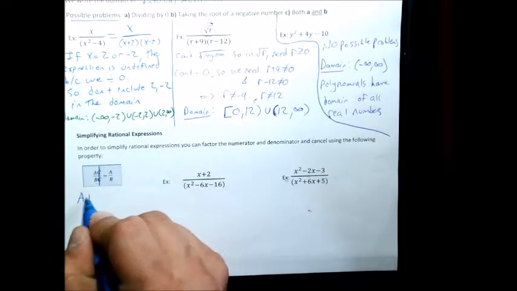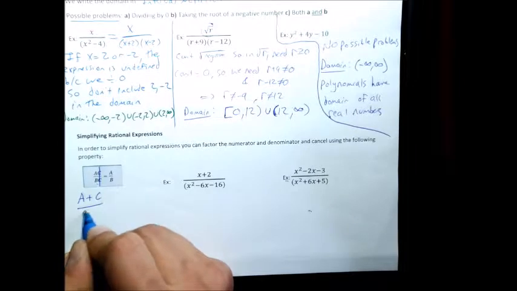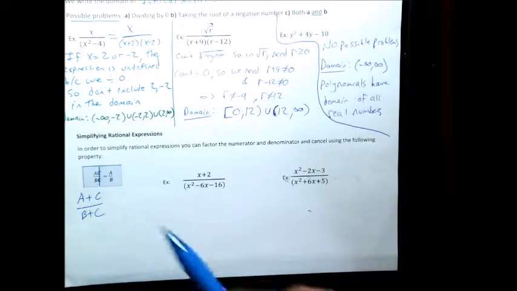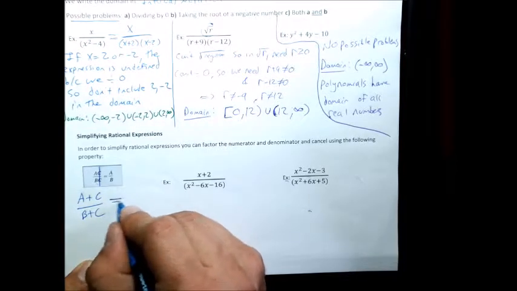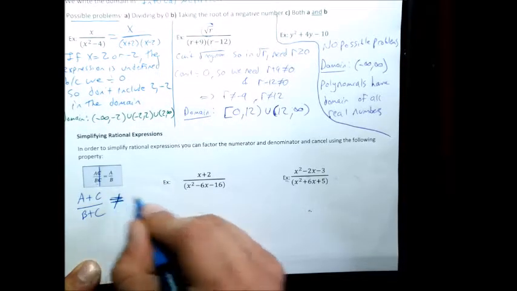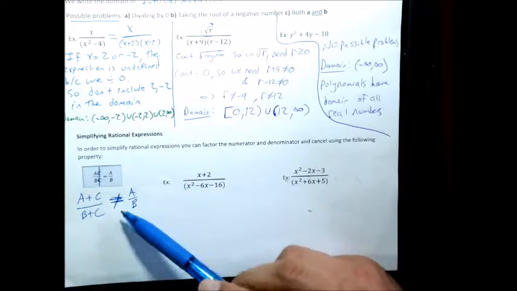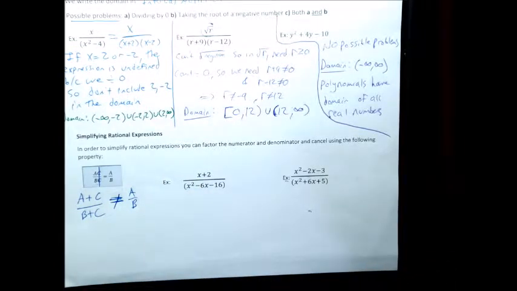Don't make this mistake. If we have plus in between the two of them, we are not allowed to cancel. So this is not equal to a over b. Be careful about that. That's another common mistake. If they're being multiplied, yes, we can cancel. If there's addition between the two of them, you cannot cancel them. All right, be careful about that.